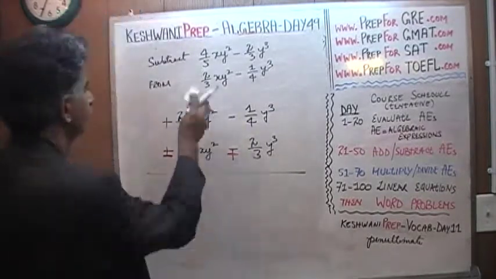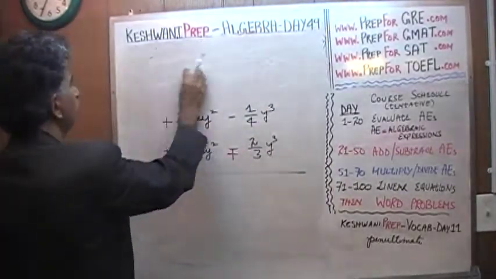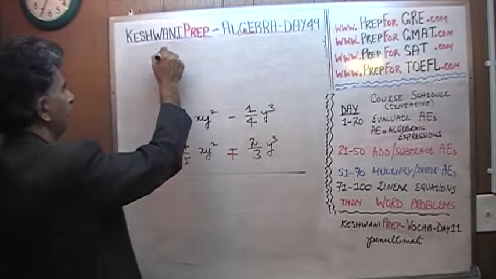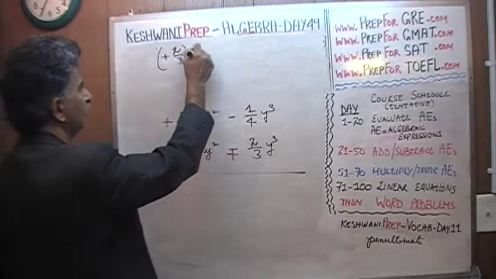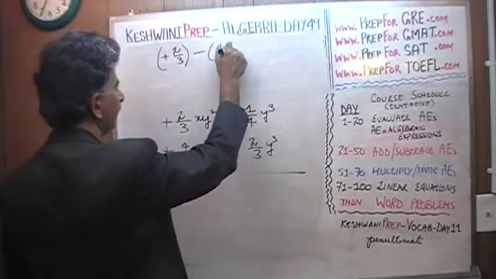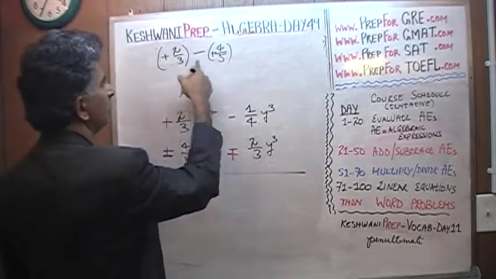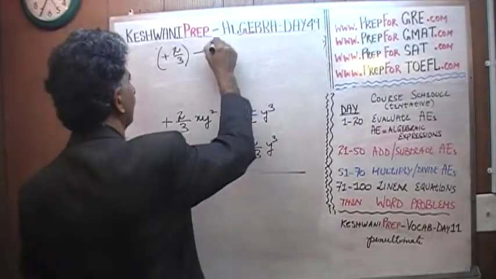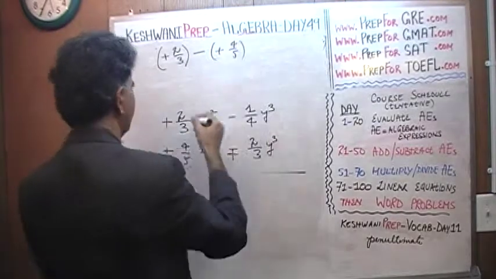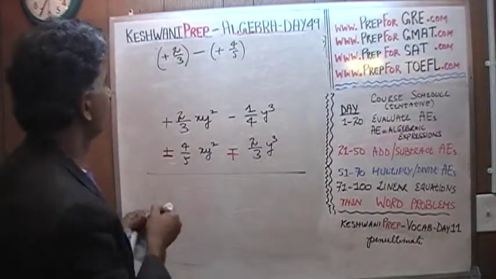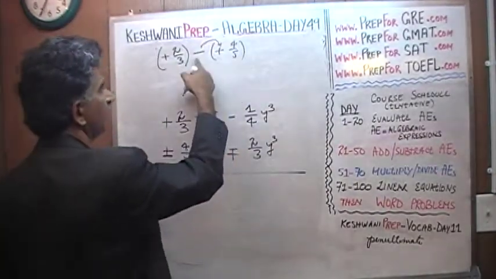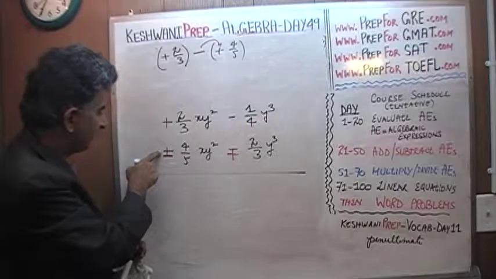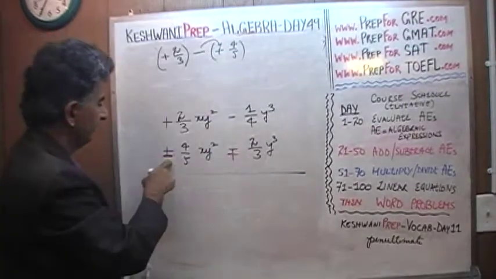Let's do it on the top. We don't need this anymore. So we're going to add up the coefficient of xy squared. Xy squared is positive 2/3. From the positive 2/3 we are subtracting positive 4/5. As you can see, since we are subtracting, this negative times positive becomes negative, which is what we're showing here, the fact that this positive is going to become negative. Negative times positive is negative.